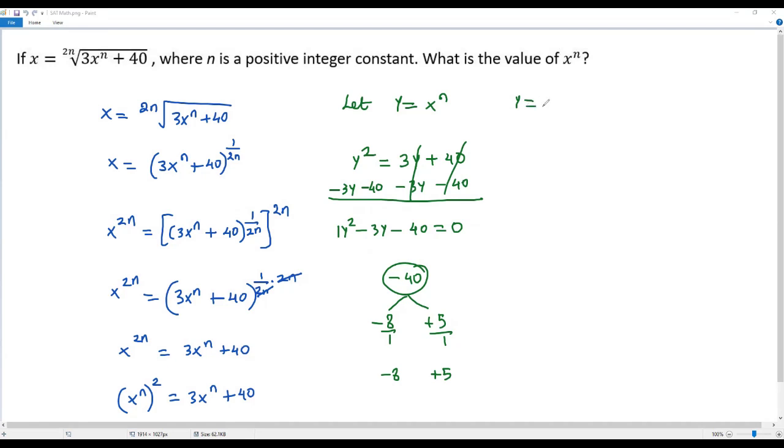That is, to get the first value of y, I have to change the sign of the first factor. When I change this negative sign, it will be positive. That is, the first value of y is positive 8. Now, to get the second value of y, I have to change the sign of the second factor. Then I'm getting y equals negative 5.